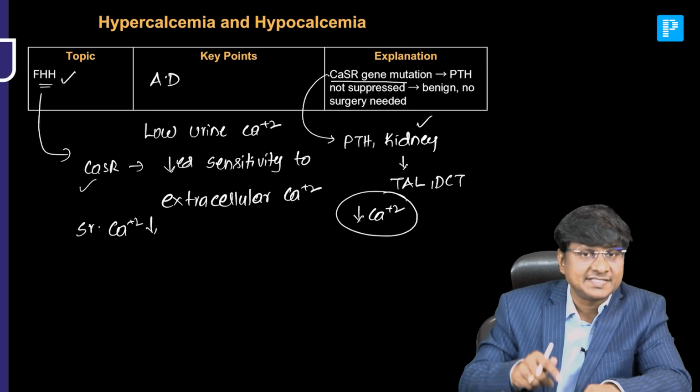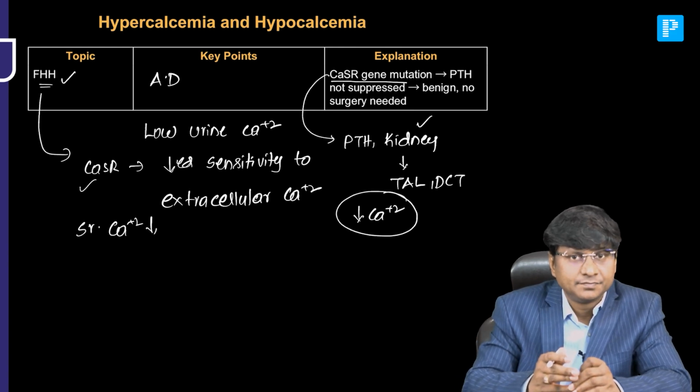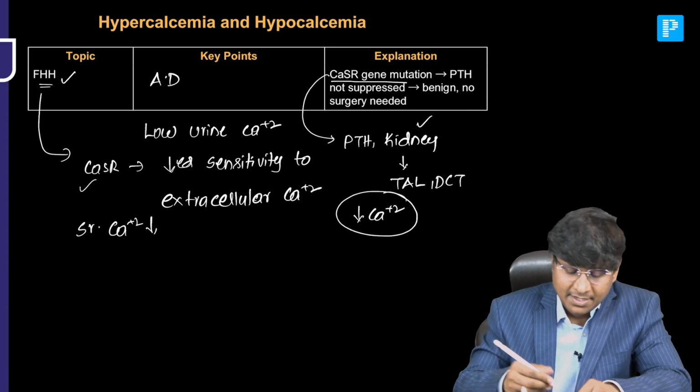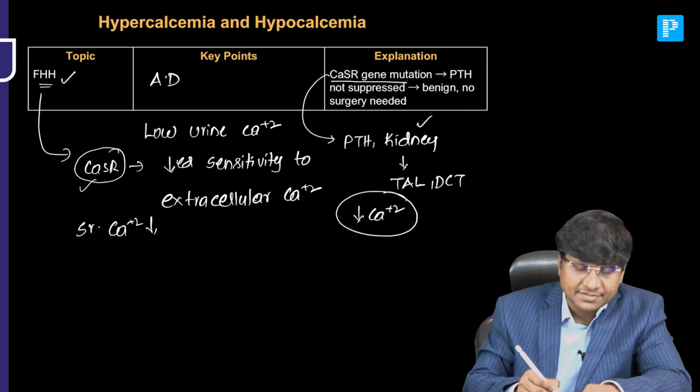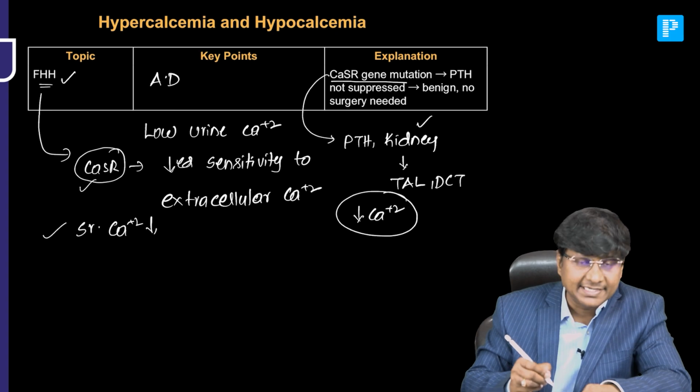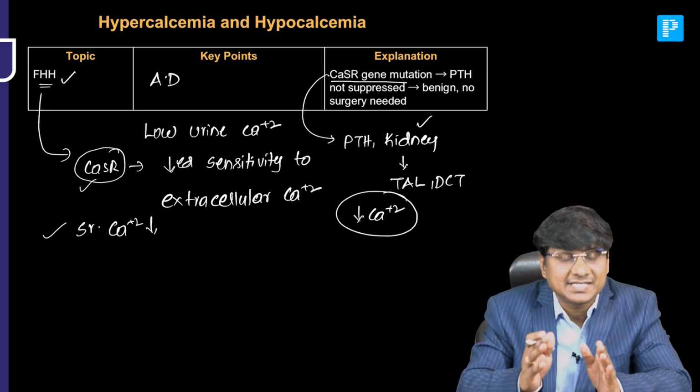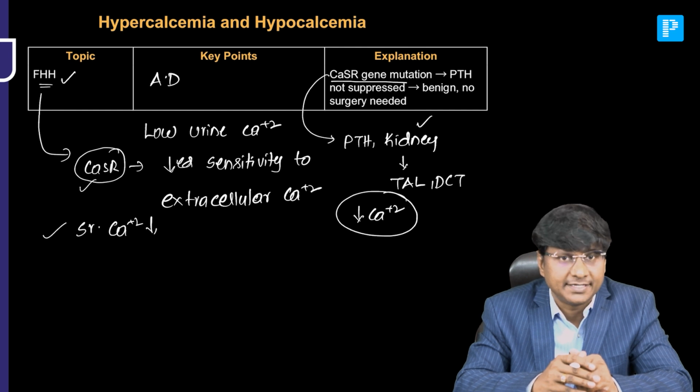Right? It thinks that the serum calcium levels are low compared to normal. Actually, there is normal calcium in that individual. But here, there is a mutation of these calcium sensing receptors and they think that the serum calcium level is low. And the parathyroid gland does not suppress the parathormone appropriately.